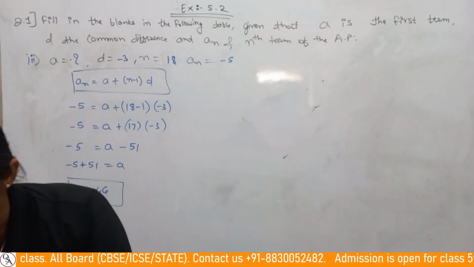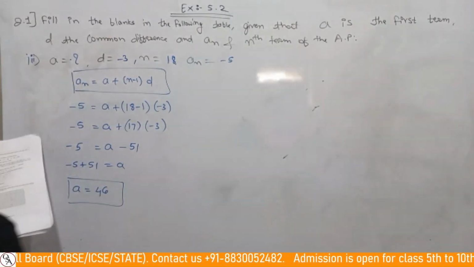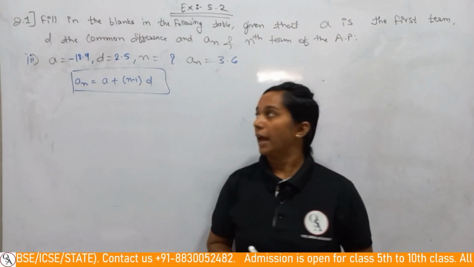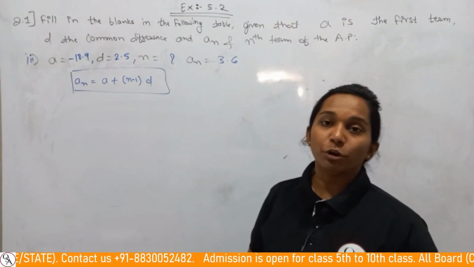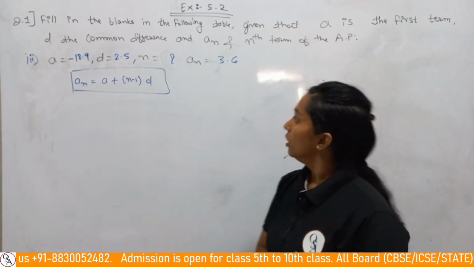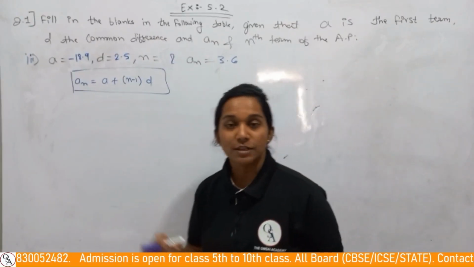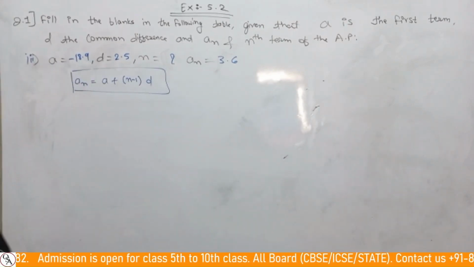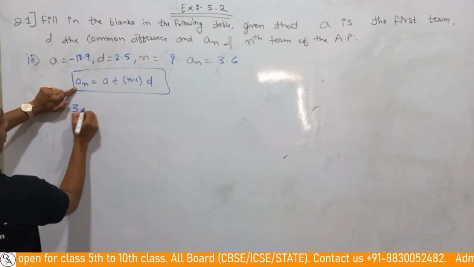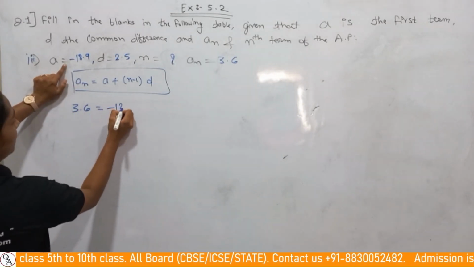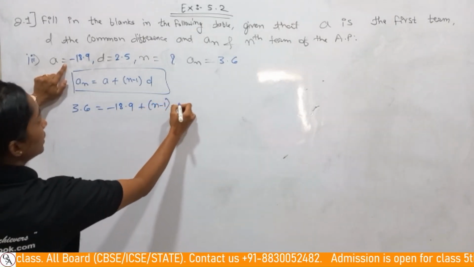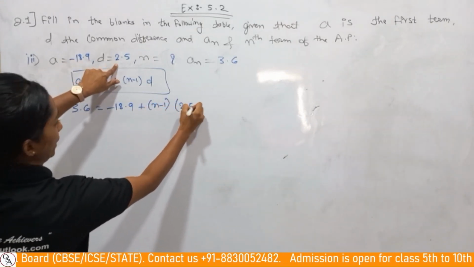So now we'll see question number 4. Here we have a equal to minus 18.9, d equal to 2.5, and we have to find out n. Also a_n is equal to 3.6. The same formula we are going to use: a_n = a + (n - 1)d. So a_n is 3.6, a is minus 18.9, plus n we have to find out, we don't know n, and the difference is 2.5.